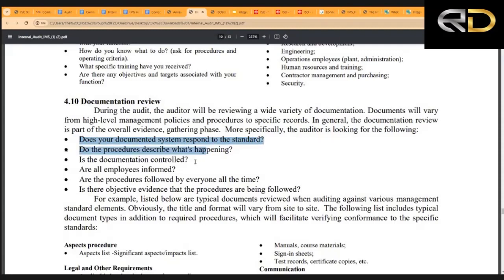Do the procedures describe what is happening? Is the documentation controlled? Are all employees informed? Are the procedures followed by everyone all the time? And is there objective evidence that these procedures are being followed? Okay, this is basically what you're looking for.